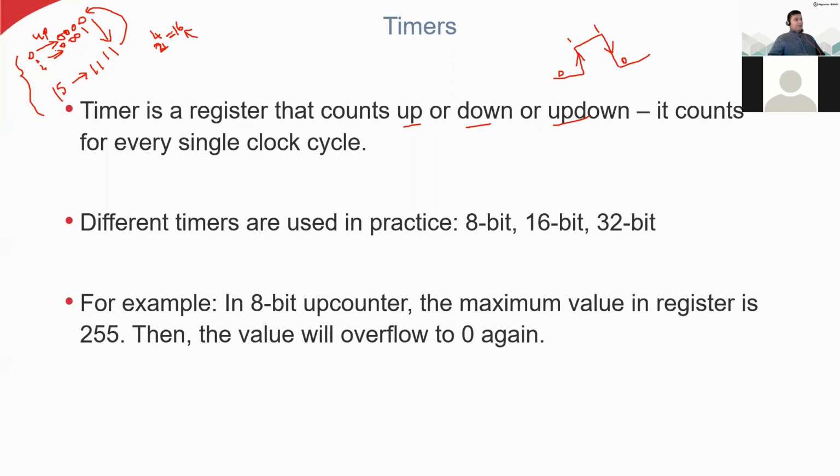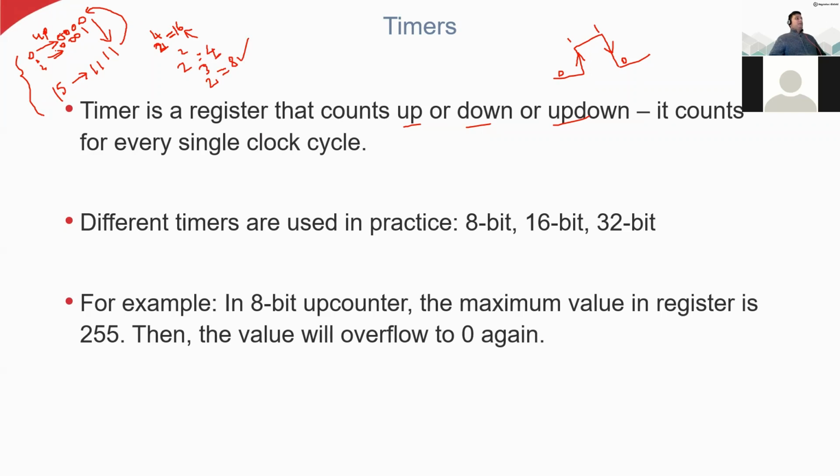For example, 2 to the power 4 is 16. If you go to 2 to the power 2, then it is going to be 4. Or if you use 2 to the power 3, then the number of levels is going to be 8. So it means it will count up to 8 and it will use 3 registers. And here it will count up to 4 and it will use 2 registers, and so on.